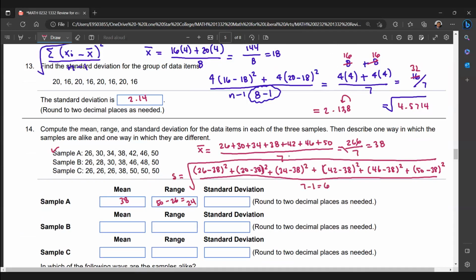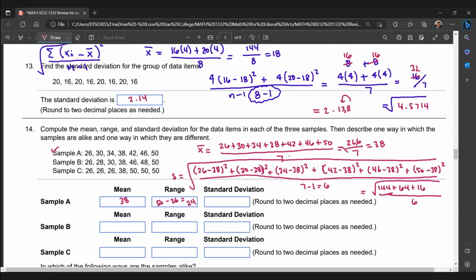All right, so let's use our calculators to do this. Let's see, so that will be the square root. Hopefully I can fit all of this here. Everything divided by 6. And here we go. 26 minus 38, that's negative 12, quantity squared, that will be 144. Plus, that will be negative 8. 8 squared, that will be 64. This will be negative 4. Negative 4 squared, that will be 16.